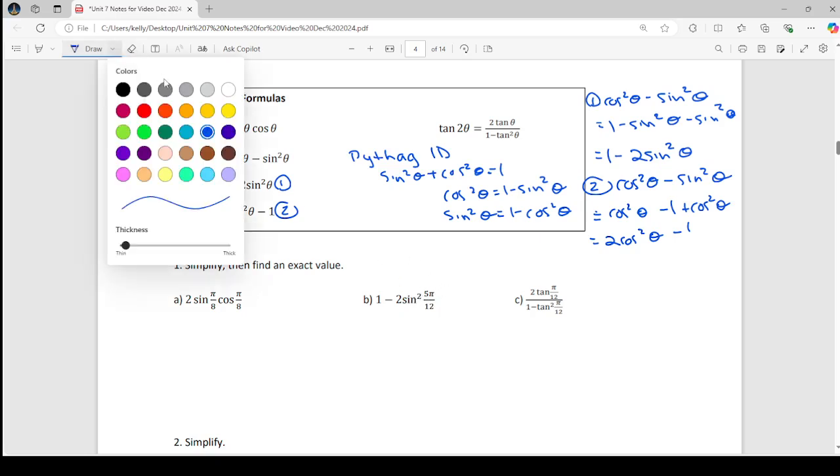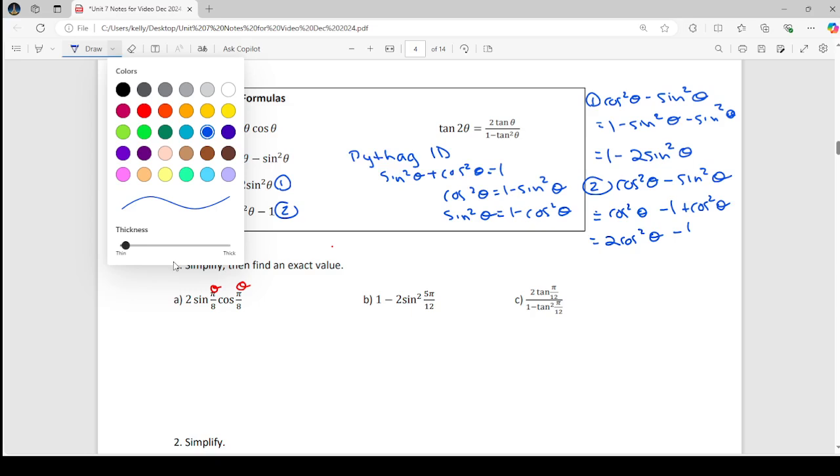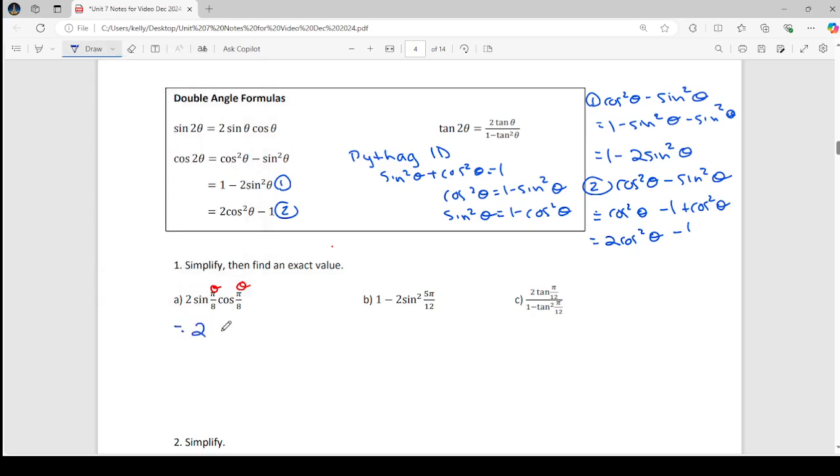So let's see, can we rewrite it as a double angle? And yes, because pi over 8 is repeated twice, so that is counting as theta. So this equals 2, we already have the 2 outside, so this equals 2 sine theta cos theta, which is sine of 2 times theta, so 2 times pi over 8. So this is the sine of pi over 4, which is 1 over root 2, or root 2 over 2.